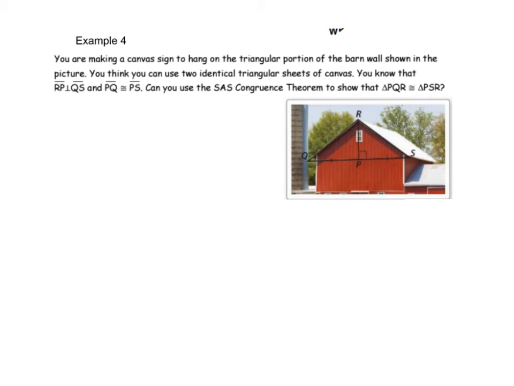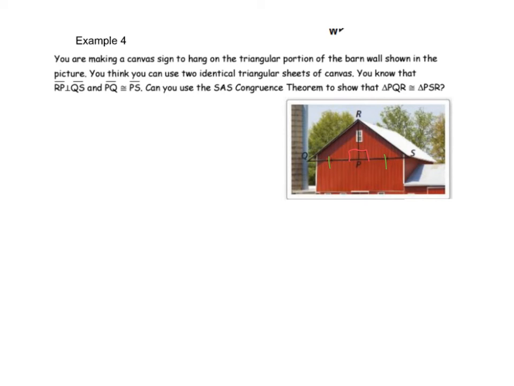All right, you're making a canvas sign to hang on a triangular portion of the barn wall shown in the picture. You think you can use two identical triangular sheets of canvas. You know that RP is perpendicular to QS, and notice you can see the marking here. If it's perpendicular, that means it's created in 90 degrees, so this is a right triangle. And PQ is congruent to PS. Can you use SAS congruency theorem to show that triangle PQR is congruent to triangle PSR?